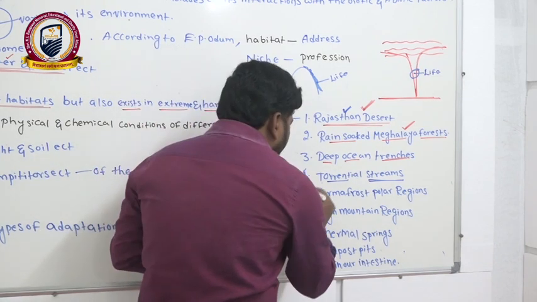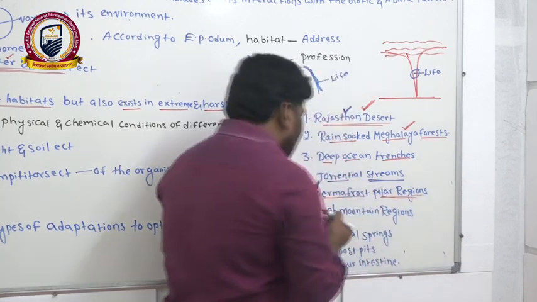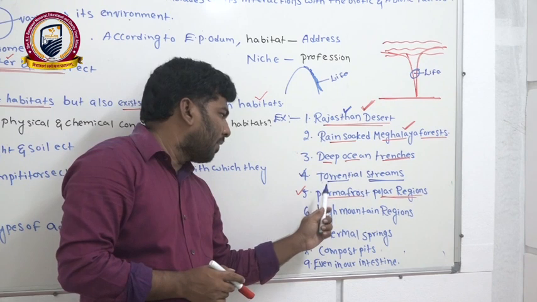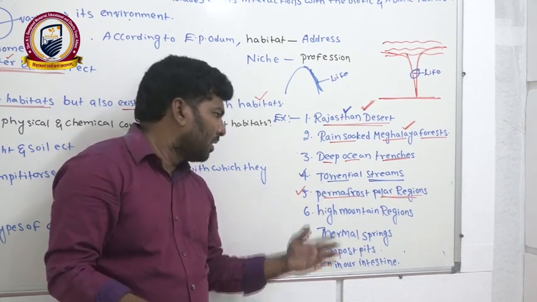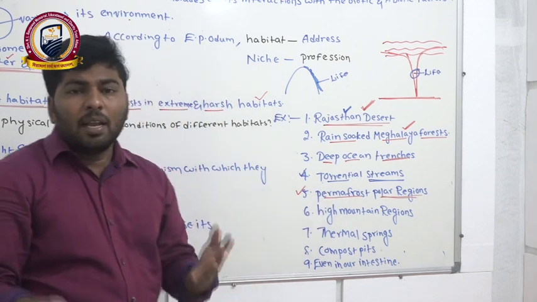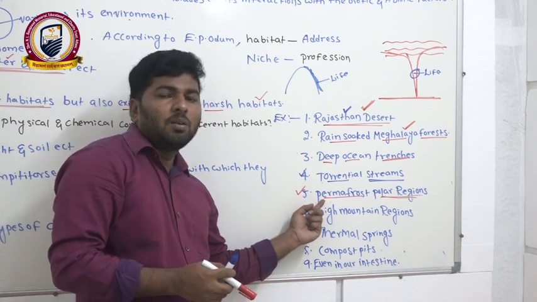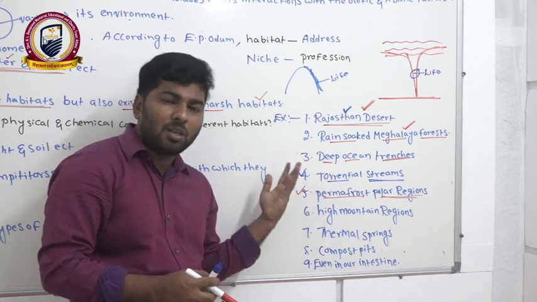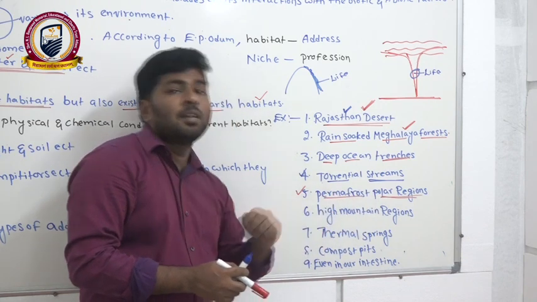And even if you take permafrost, polar regions, polar areas are always covered with ice. Always covered with ice except for a few days in a year. In a complete year, the whole year, it is covered with ice only. In those icy places also, some of the organisms we are observing. Okay, that is an extreme habitat or harsh habitat for organisms to live. Even then, we are observing some organisms living in these places.